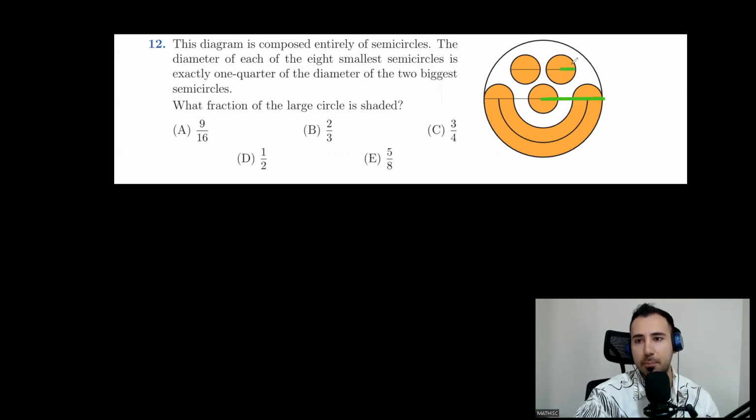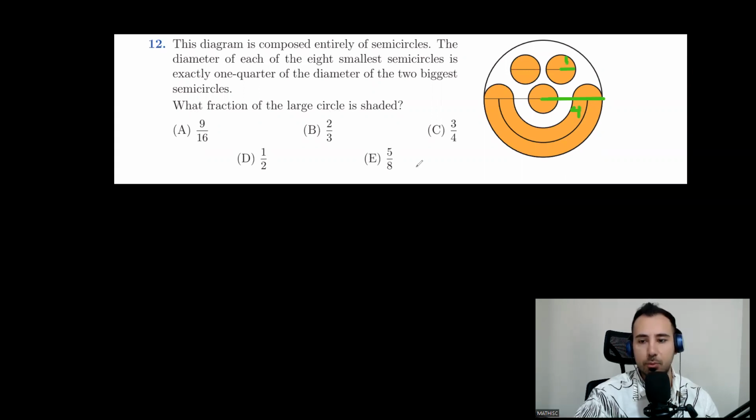Some people would write this R, and then this would be 4R. But I wouldn't do that because it's a test, and we just want to be really quick. So I would just choose this, select this 1, then this radius will be 4. Now, what fraction of the large circle is shaded?